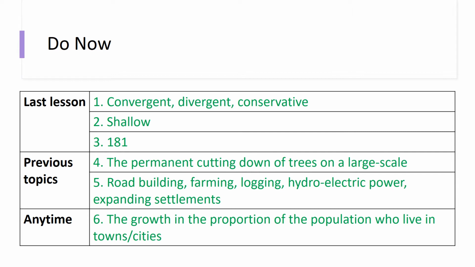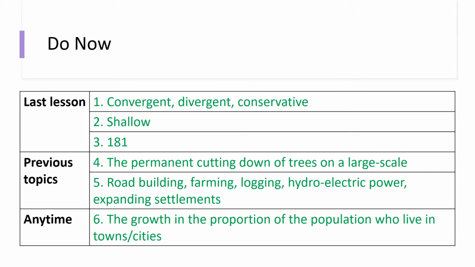Using a green pen, can you please now check your answers? Number 1. Remember, a plate boundary is the edge where two tectonic plates meet. A convergent plate boundary, where two plates move towards each other and then the oceanic subducts beneath the continental. Divergent, the plates move away from each other. And conservative, they're sliding past each other, either in the same direction or in different directions.